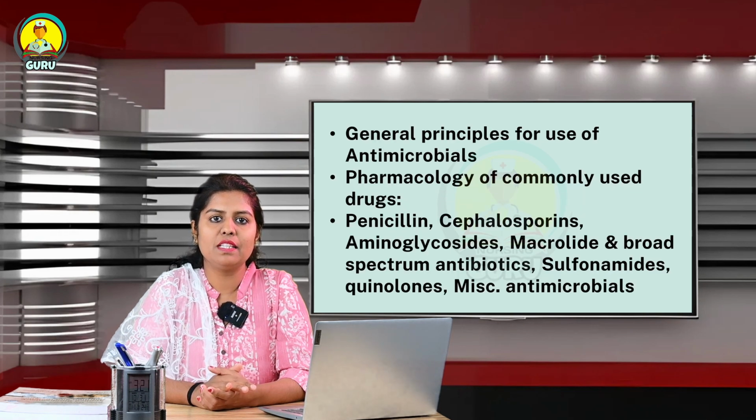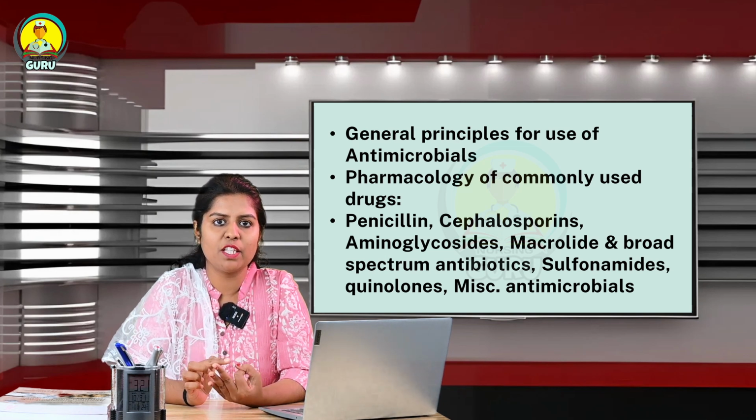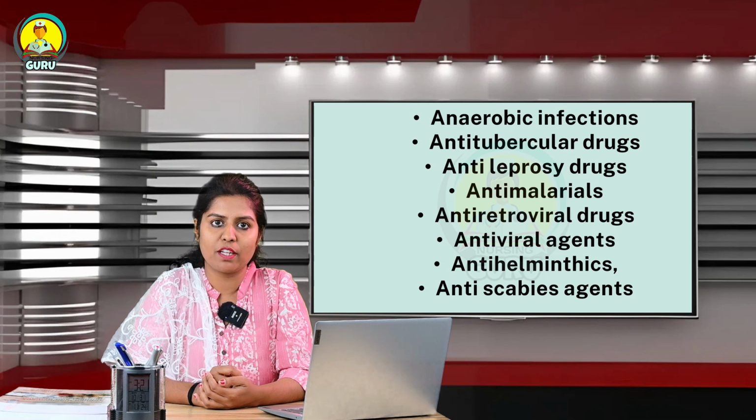So here you will see the general principles for use of antimicrobials. Antimicrobials is an important question, it will come for 5 marks. Then pharmacology of commonly used drugs, that is penicillin, cephalosporins, aminoglycosides, macrolide and broad spectrum antibiotics. Broad spectrum antibiotics is also an important question and it will come for 5 marks. Sometimes they will ask aminoglycosides and also macrolide.